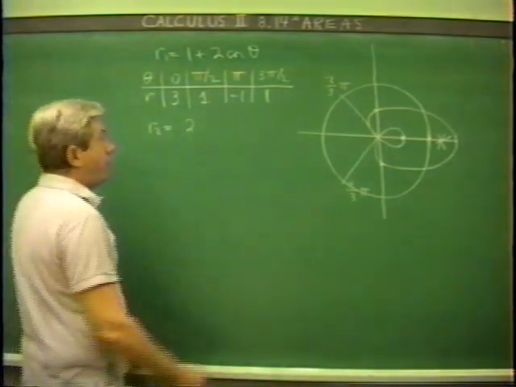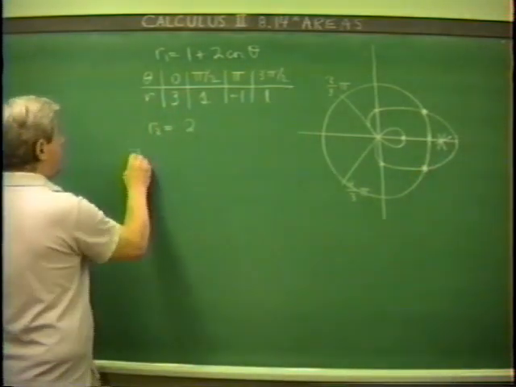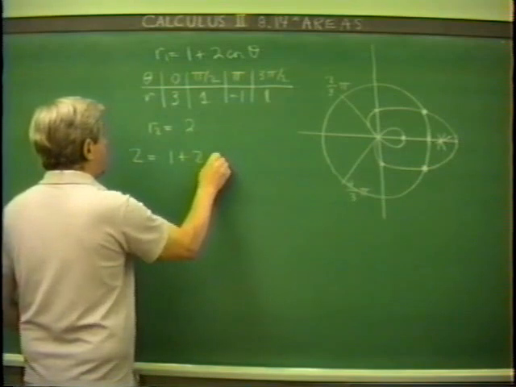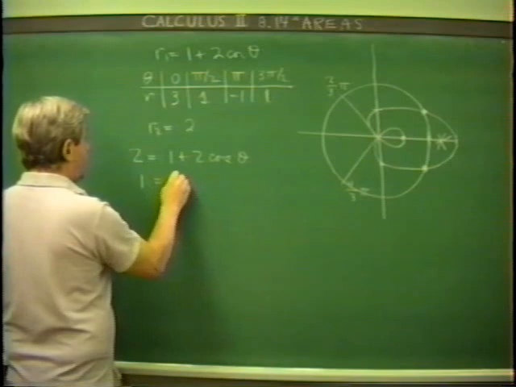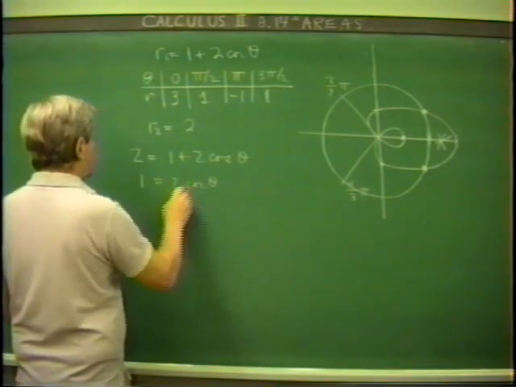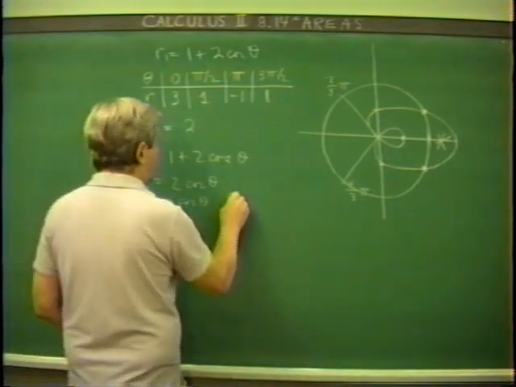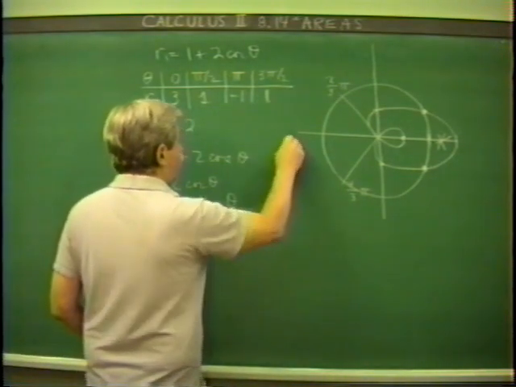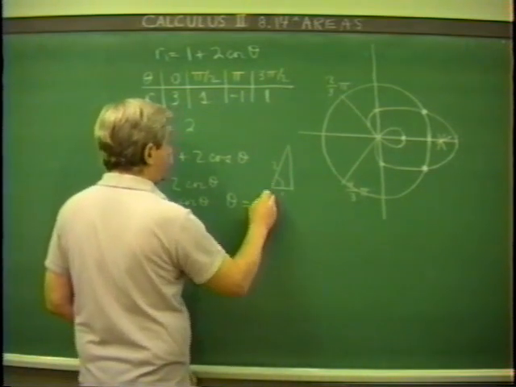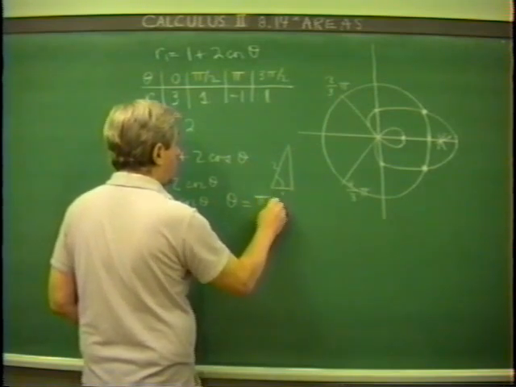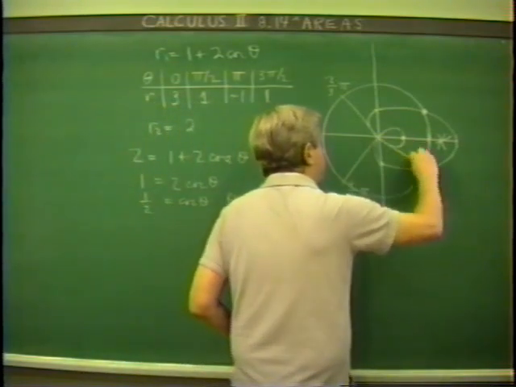Now suppose we want this area right over here. The area that is outside the circle but inside this. Right? Well, we're going to want to find out where these two intersect in order to compute it. Right? So when does 2 equal 1 plus 2 cosine theta? This will allow us to compute it here. Right? It's when 1 is equal to 2 cosine theta, or when cosine theta is a half. Right? Cosine theta is a half when theta is equal to 60 degrees, or pi over 3.